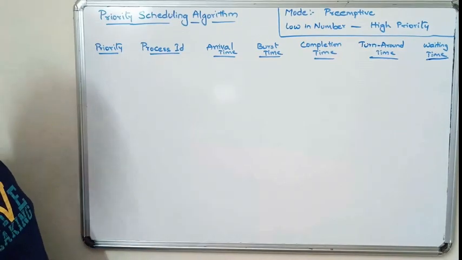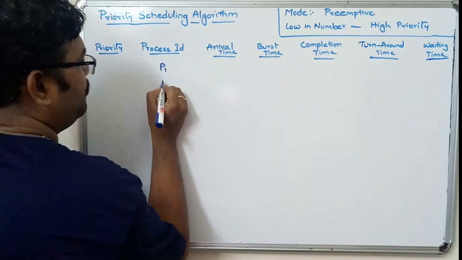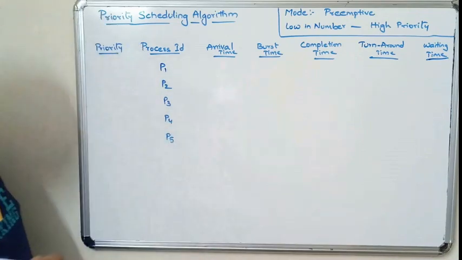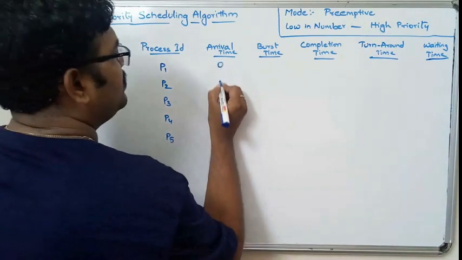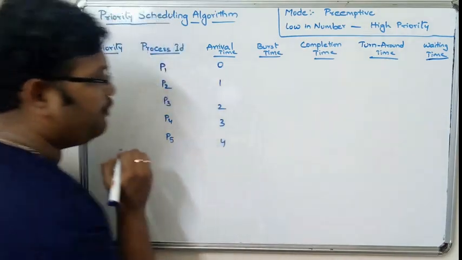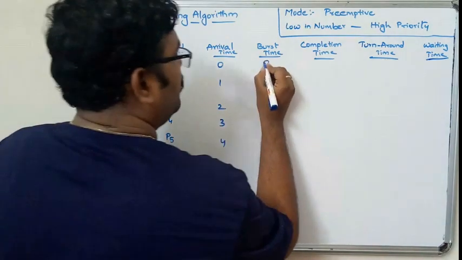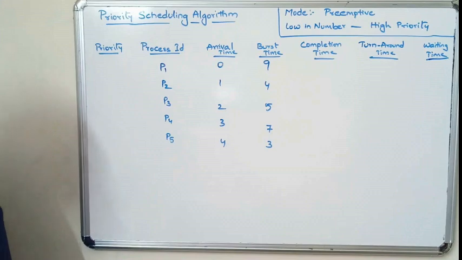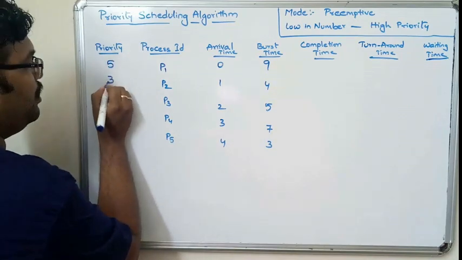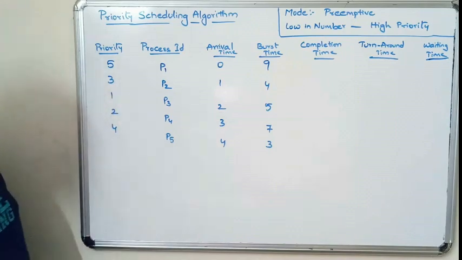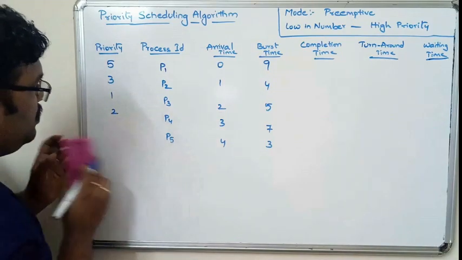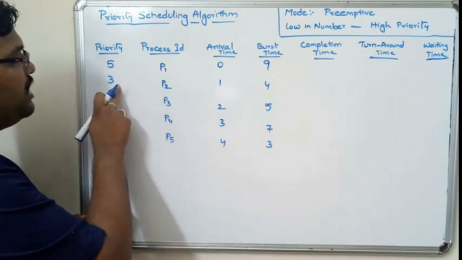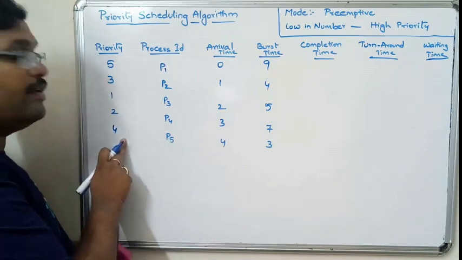Now coming to the second one, let us take 5 processes: P1, P2, P3, P4, P5. The arrival times are 0, 1, 2, 3, 4 and the burst times are 9, 4, 5, 7, 3 and the priorities are 5, 3, 1, 2, 4. So P1 has 5, P2 has 3, P3 has 1, P4 has 2, P5 has 4.